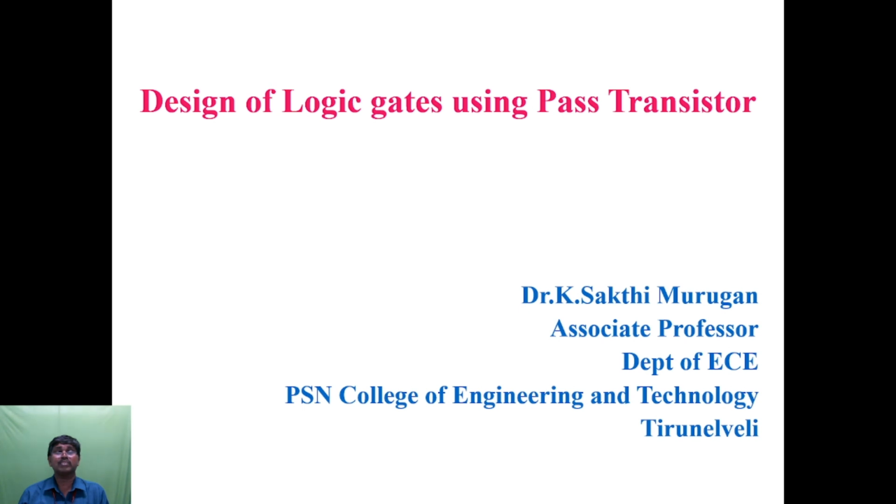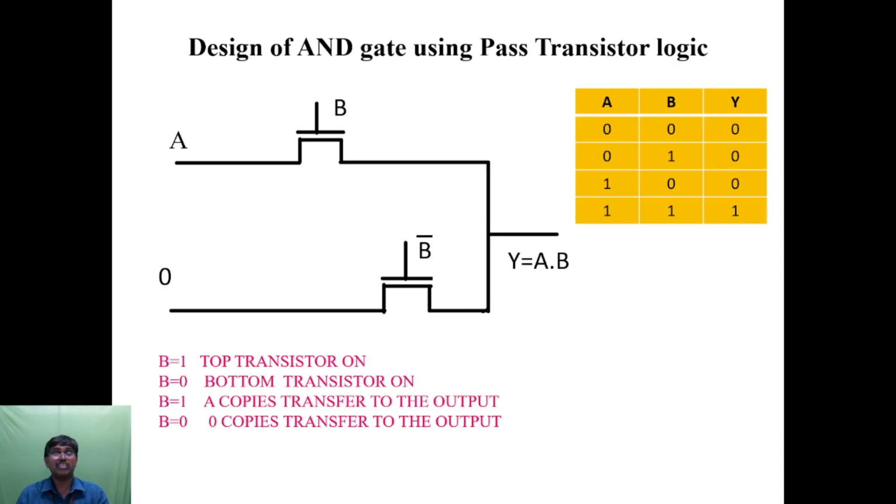My topic is design of logic gates using pass transistor. So by using a pass transistor, we have to design logic gates. Logic gates means AND gate, NAND gate, OR gate, NOR gate, XOR gate, XNOR gate. Now we will see one by one how to design the AND gate by using a pass transistor. So first one, design of AND gate using pass transistor logic.